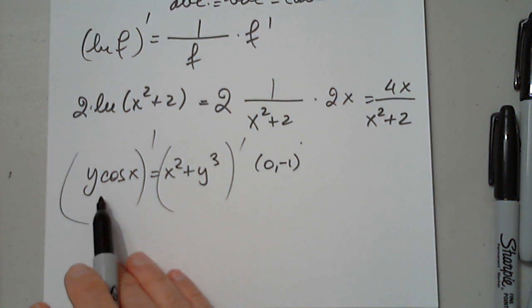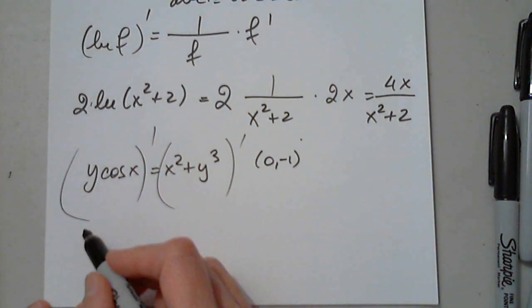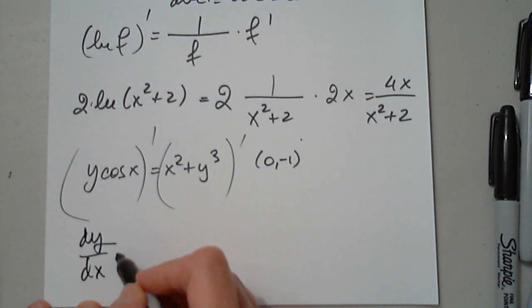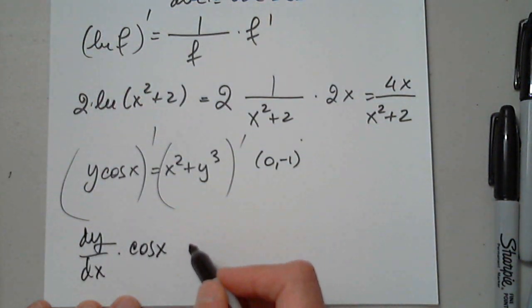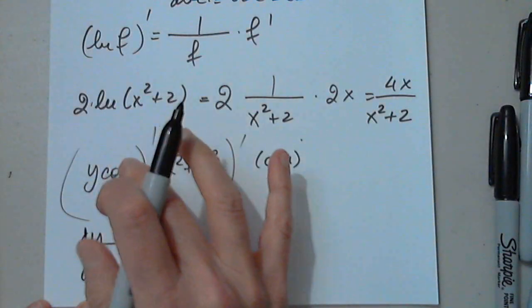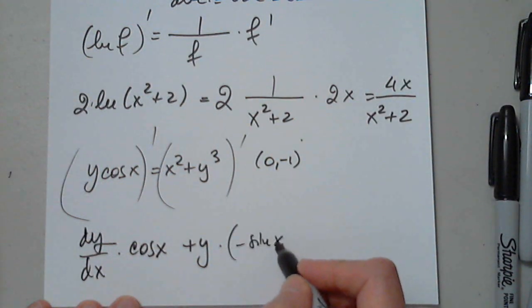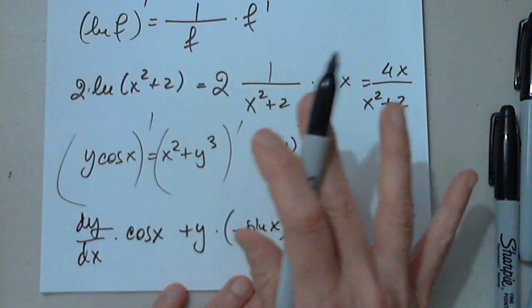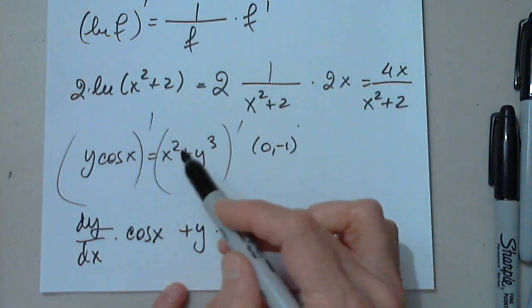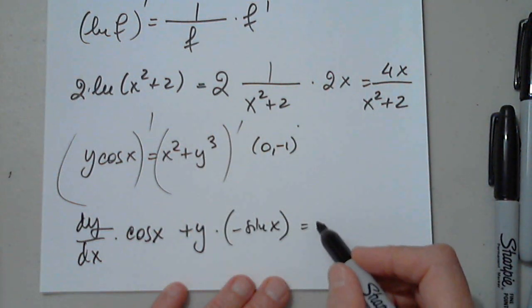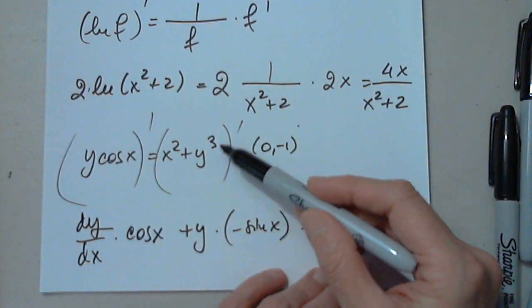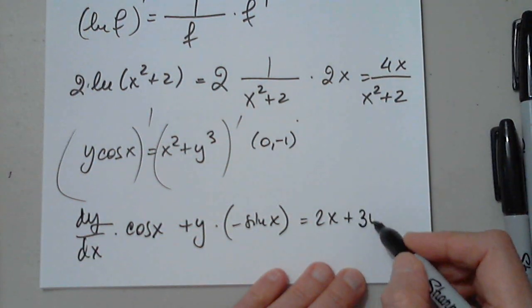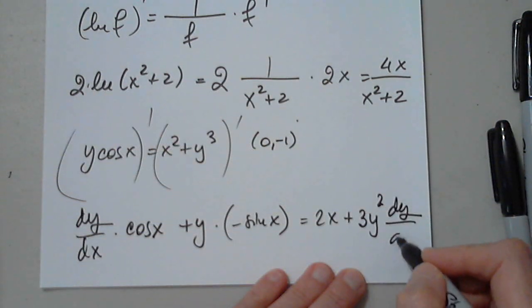We know that this is a product. So when I differentiate y, I have to write dy over dx multiplied by cosine x plus y times cosine x prime, which is negative sine x. And then on the right-hand side, I don't have any product or quotient or anything like that. I will differentiate x squared as 2x. But I have a power now. So it's 3y squared dy over dx.